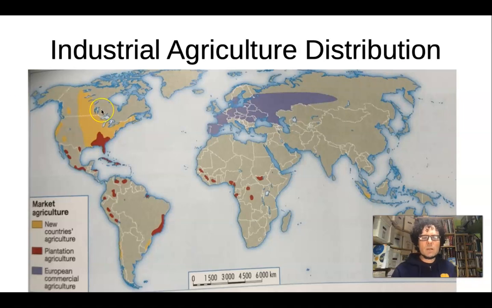Here we have a map as well of the industrial agriculture distribution, the agriculture in Europe here, the new countries agriculture, especially in Australia, in Indonesia, and of course the USA and Canada, and the red spots are the areas where plantation agriculture is practiced. These areas in Latin America and some areas in Africa, especially the Guinea Gulf. Okay.